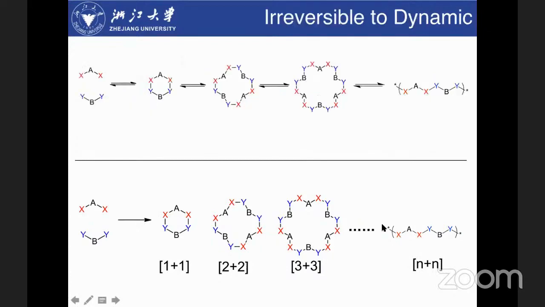So we have dynamic chemistry. If this reaction is reversible, right? If we can do a reversible reaction and we can design a compound which is the most thermodynamically stable one, we can synthesize this compound, maybe in some situations in quantitative yield. So this is the case by using imine chemistry.